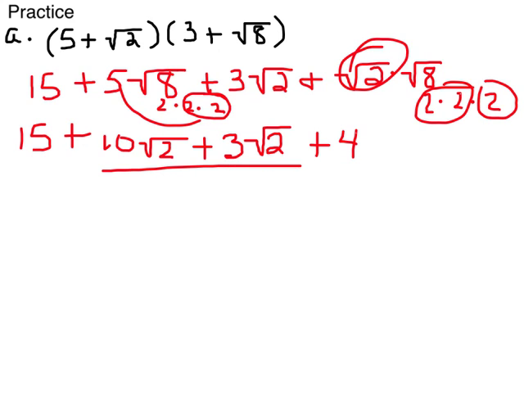Alright, and then we're going to add these two middle terms together. And then we can add this term and this term together. 15 plus 4 is 19 plus 13 square root of 2.